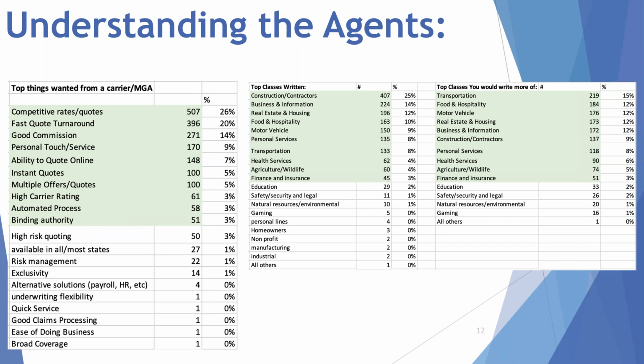So being able to have fast quote turnaround. We offer a lot of personal touch and service, but of course they still want that from their carriers and MGAs, especially MGAs. The ability to quote online, which we give them instant quotes, we give them multiple offers and quotes, which we saw we can do in our system. And then of course an automated process. So all of those things are immediately solved within our system. And this is why we look at these relationships as partnerships.